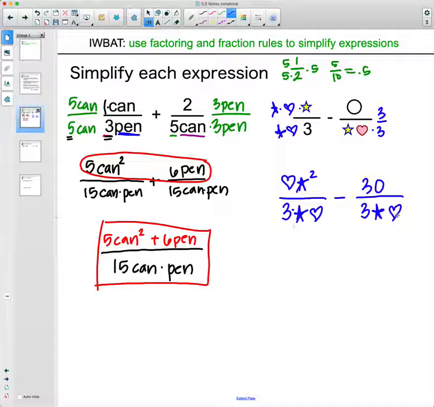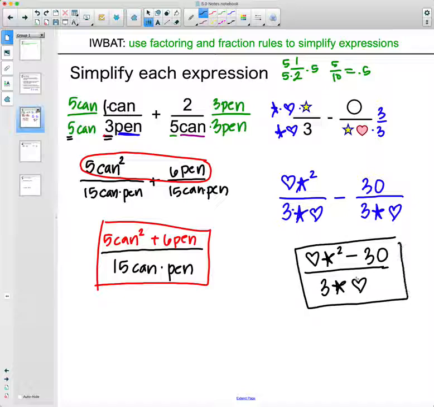Now looking at the denominator, because subtracting fractions, you need a common denominator. We have that. So now we're just going to put those together. So I'm just going to put the one denominator here, 3 star heart. And on top, are these like terms? No, because this one is a heart star squared and this one is a circle. So again, we can't actually put them together or simplify any further than just putting a subtraction sign between them. So then that would be our final answer.